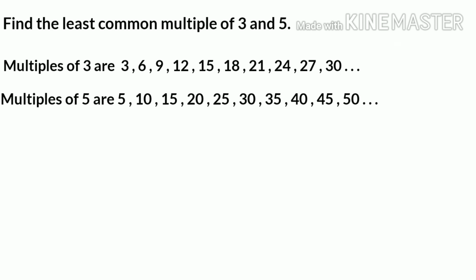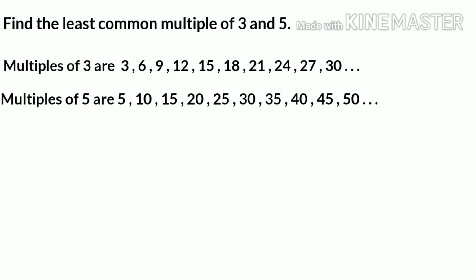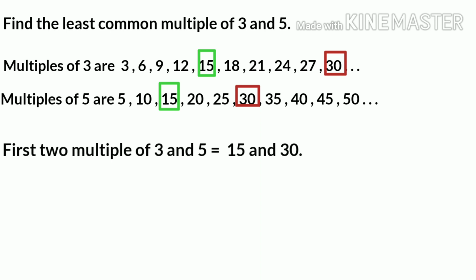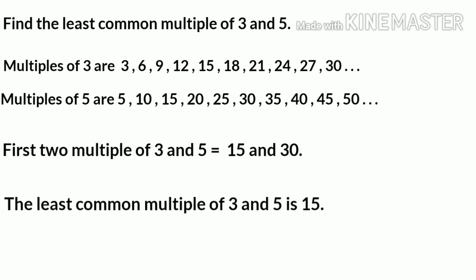Now, we will write the first two common multiples among these multiples of 3 and 5. So, the first two common multiples of 3 and 5 are 15 and 30. Now, we will identify the least common multiple between these two common multiples. Since 15 is smaller than 30, the least common multiple of 3 and 5 is 15. So this is the listing method to find the least common multiple.